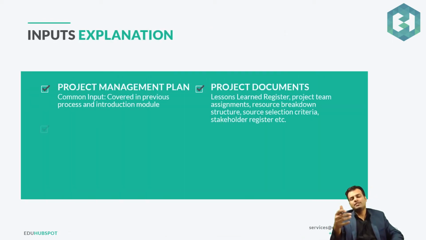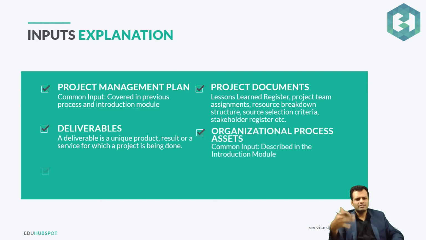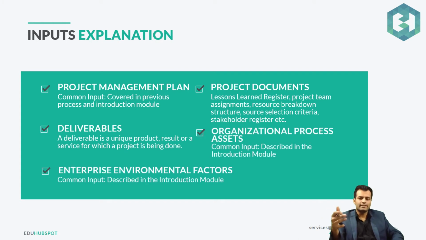Now let's review some of the inputs which we have. Let's discuss those inputs in detail. So first we have the project management plan. It's a common output. All components which are part of the project management plan would be part, because you can get the information from anything.